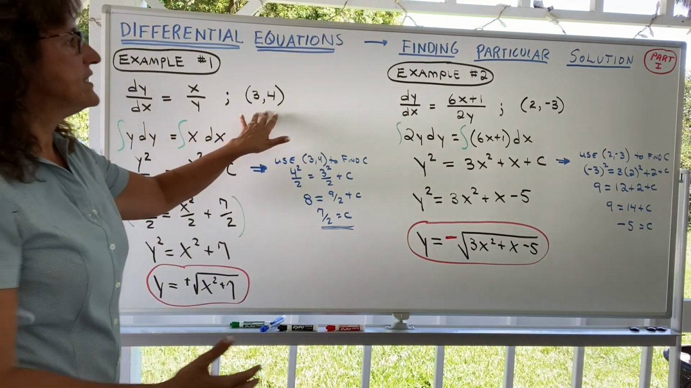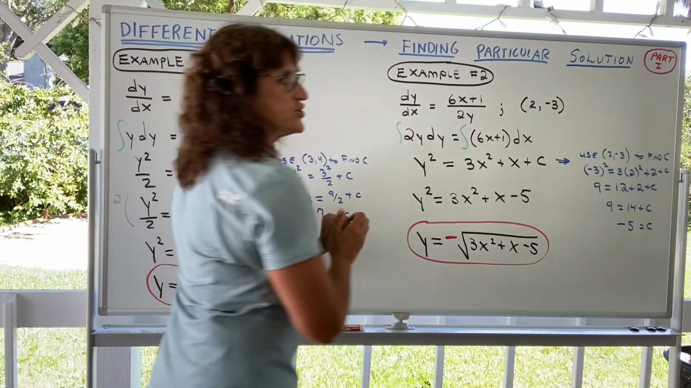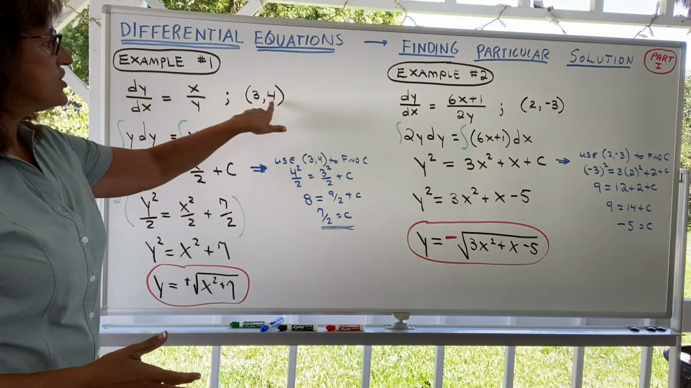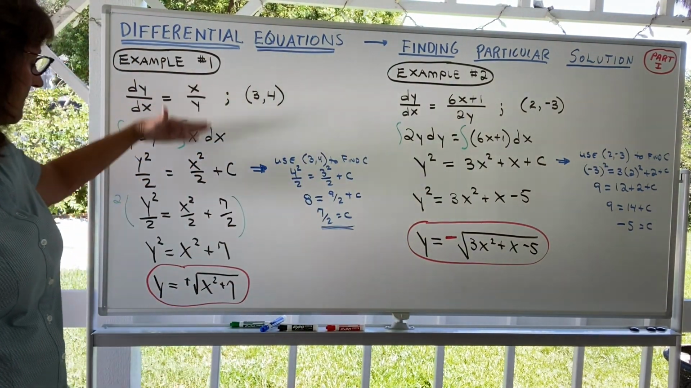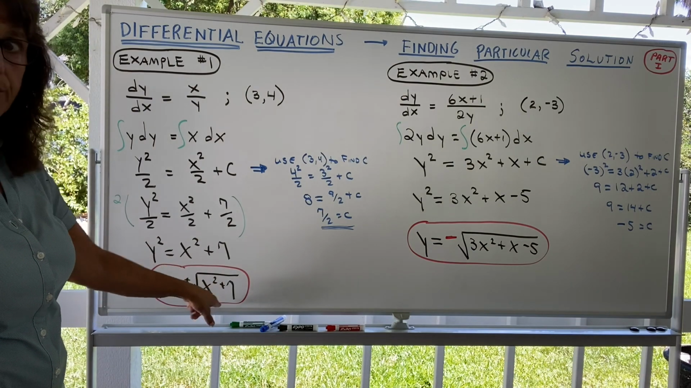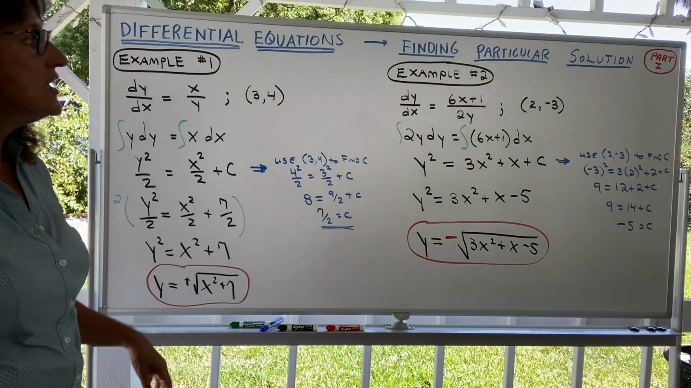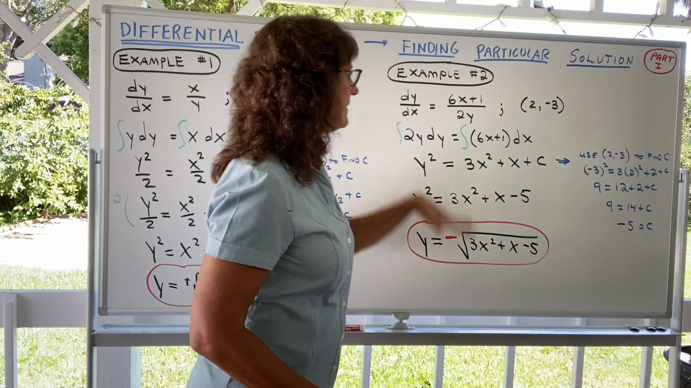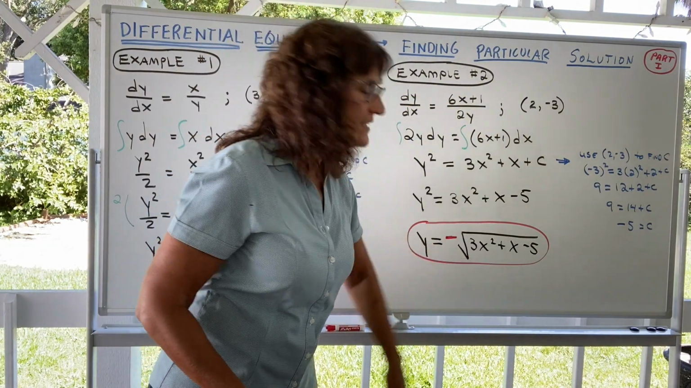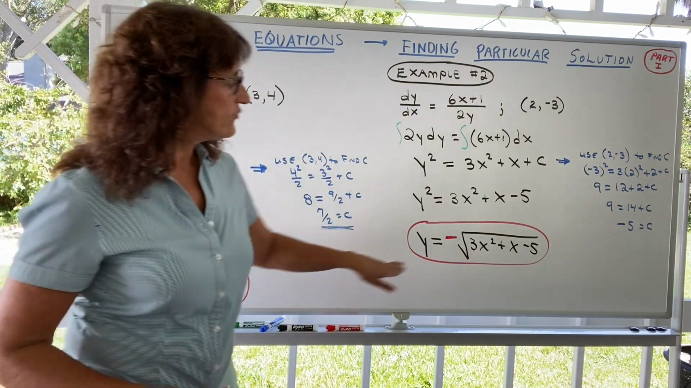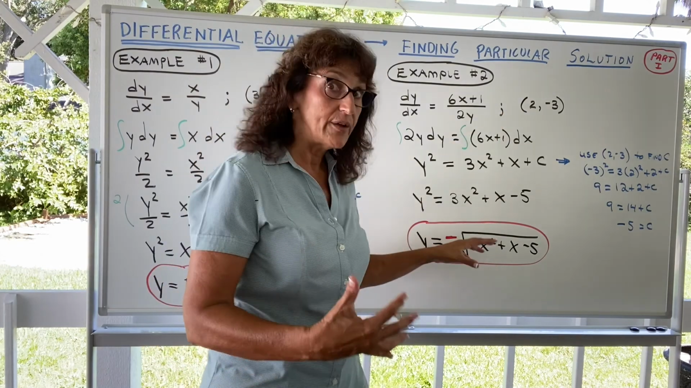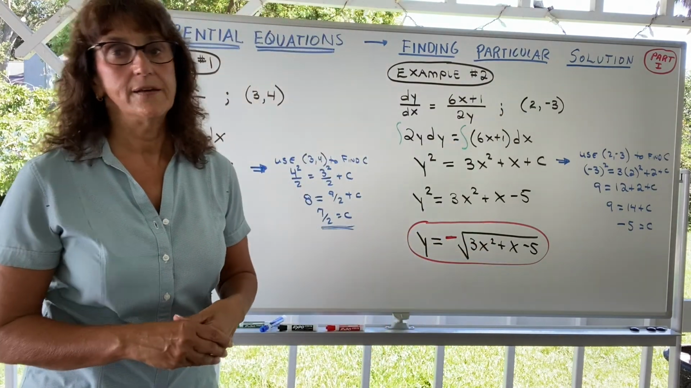You have to look at your initial condition here. If the y coordinate is positive, then your function has to generate a positive number, so you want the positive of the radical. If your y coordinate is negative, then your function needs to generate the negative y coordinate, so you're not going to use plus and minus, you're just going to deal with the negative of the radical.